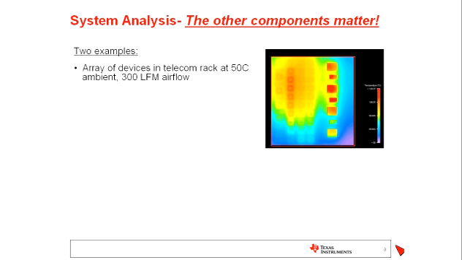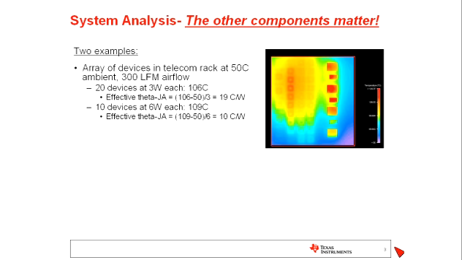This first example is a model of a telecom rack looking at an array of similar devices over here on the left and then some other devices here on the right. This is a modeling exercise that's set up at 50 degrees C ambient with 300 feet per minute of airflow. So what we see here is when we look at this array on the left, if there are 20 devices in this array and each device is at 3 watts, then the junction temperature of the hottest device is 106 C. And if we calculate an effective theta JA by taking the junction minus the ambient divided by the power, we get an effective theta JA in that configuration of 19 degrees C per watt.